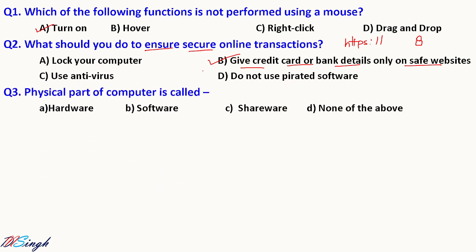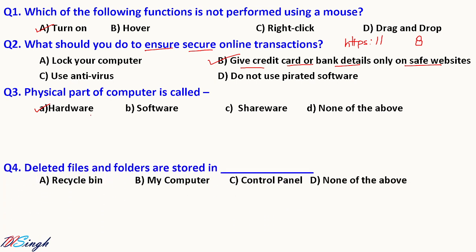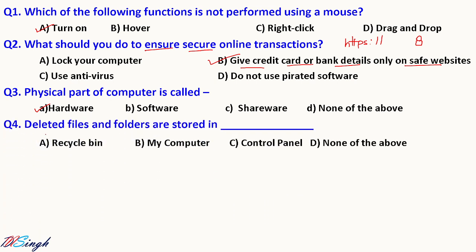Physical part of the computer is called hardware. So there are two types of parts in a computer, hardware and software. Software is a soul and hardware is a part which you can touch. So these are the tangible part. There are two words which are used, tangible and intangible. So hardware is tangible part, intangible part is what? Software. You can feel a software, but you cannot touch a software. So software is not a physical part. Let us go for the question number fourth.